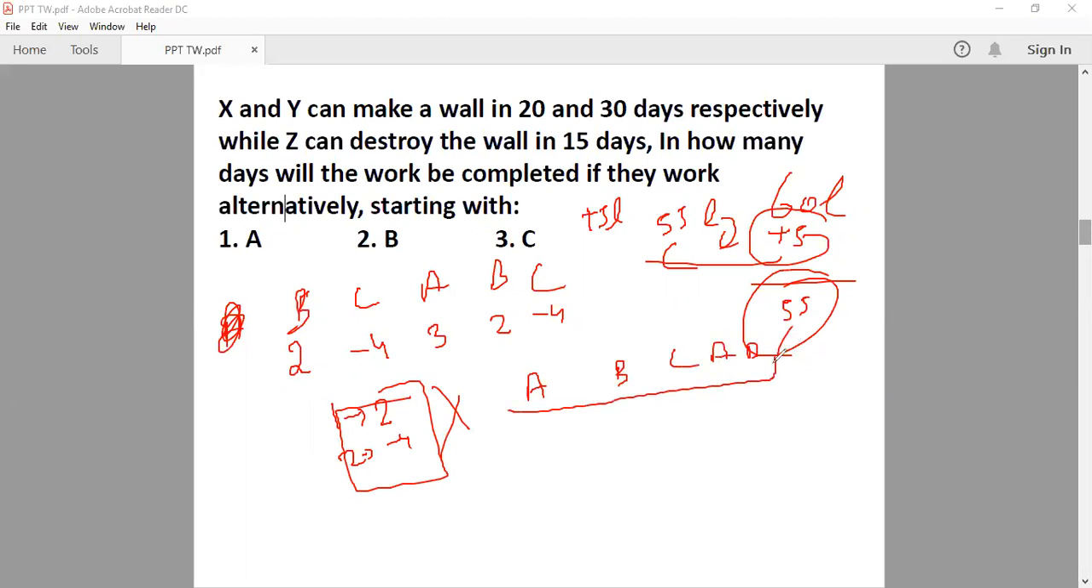We know that the answer for this cycle is 167 days. So if we are starting with B, the answer would be 169 days. The answer would be 169 days. Is it clear that if we are starting with B, the answer is 169 days?